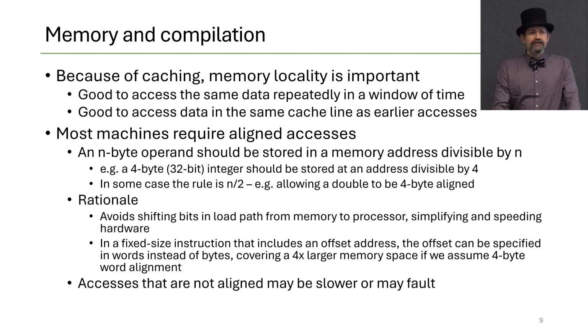The rationale for this is that it means we don't have to shift bits in our load path from the memory to the processor. We can just load the whole data as a chunk and not shift it left or right. So that simplifies and speeds up our hardware. It also can help with the instruction set. So in a fixed size instruction that includes an offset address, that offset could be specified in words instead of bytes. And so we can cover 4 times larger memory space with our bits available to specify offsets if we assume 4-byte word alignment. If you access some address in memory that's not aligned, on some architectures it might be slower, and in other architectures it might fault entirely.